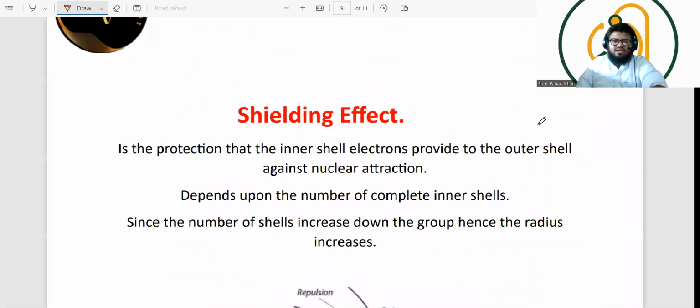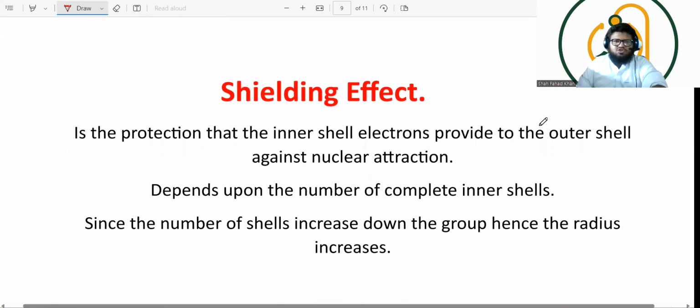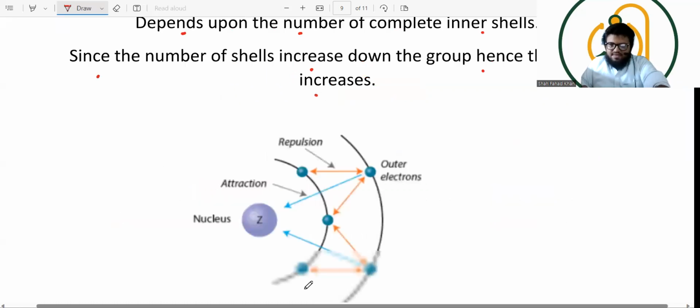Before explaining these two trends, there's a concept that you need to know, and this concept is called the shielding effect. Now, what is shielding effect? Let's just read through the paragraph first, and then I'm going to explain it. It is the protection that the inner shell electrons would provide to the outer shell electrons against nuclear attraction. It depends upon the number of complete inner shells. Since the number of shells increases down the group, the atomic radius would increase. Now, let me explain all of this.